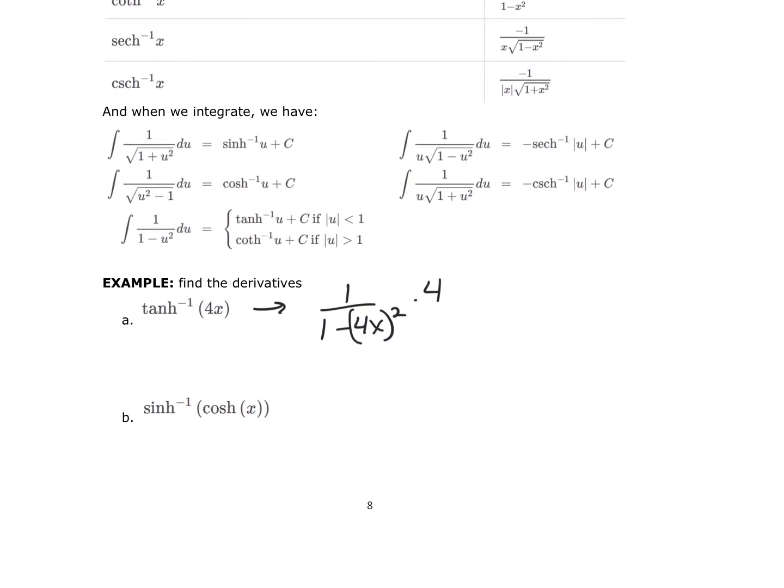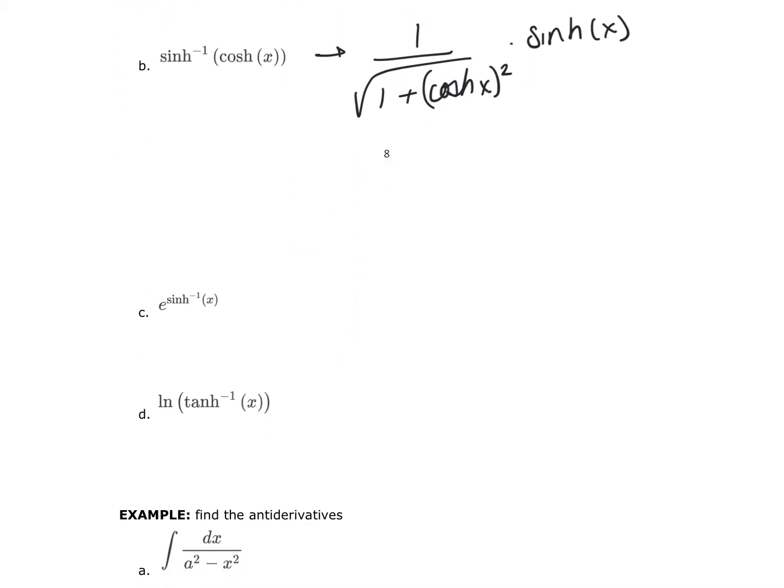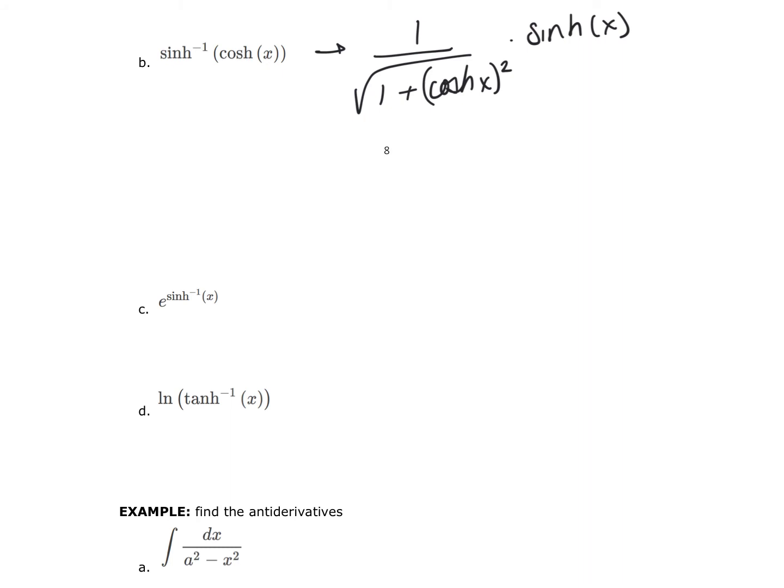And then with the hyperbolic sine inverse derivative of the hyperbolic cosine, I end up with 1 over the square root of 1 plus the hyperbolic cosine of x, the quantity squared, times the derivative, because I'm using the chain rule, of the hyperbolic cosine, which is the hyperbolic sine of x. So hopefully you're not seeing that these are all that bad. They could be a ton worse.